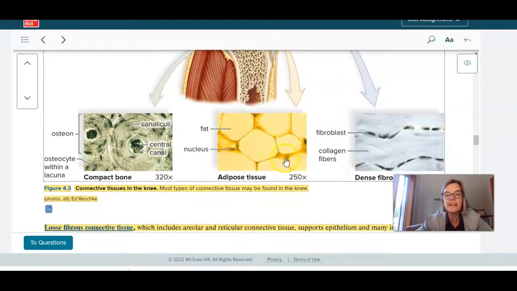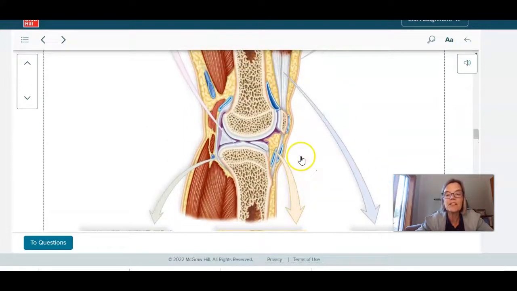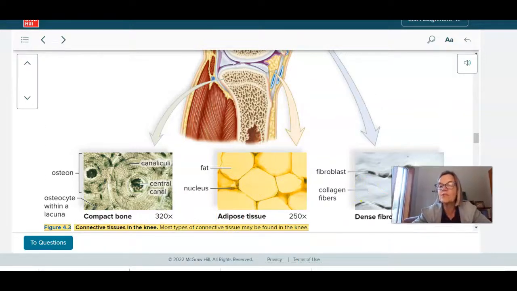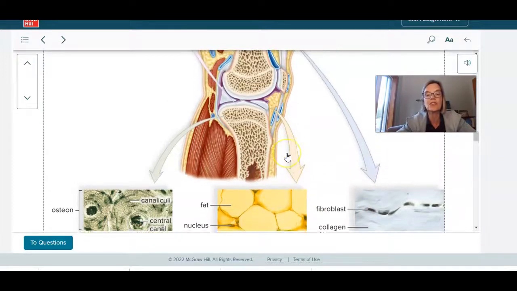And then the last kind of connective tissue I want you to notice is adipose. Now, adipose looks a little bit different than other connective tissues because it doesn't have matrix. It just has big cells connecting to each other. Adipose, another name for that is fat. And so adipose tissue stores fat for energy, but also for cushioning.